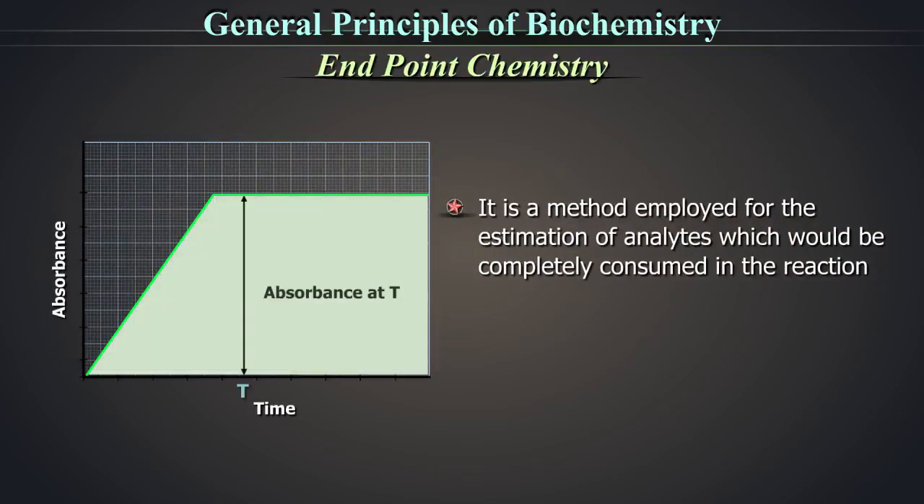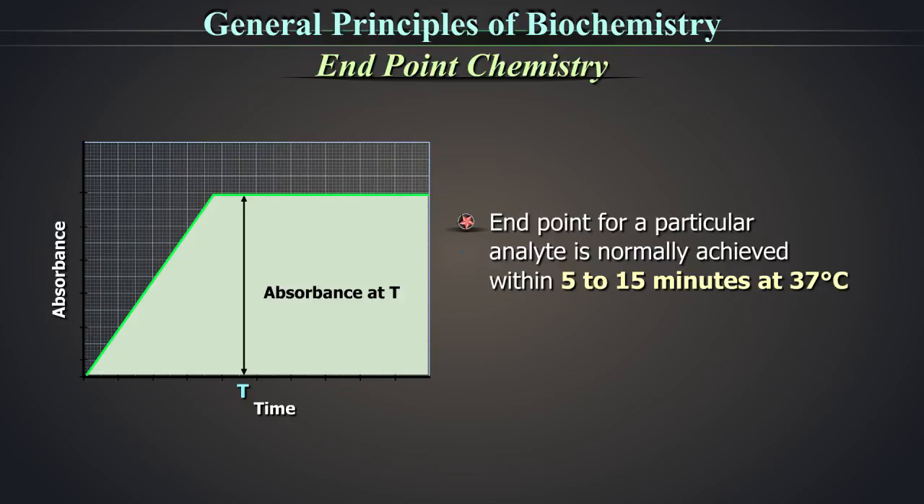Endpoint chemistry is a method employed for the estimation of analytes which would be completely consumed in the reaction. The endpoint for a particular analyte is normally achieved within 5 to 15 minutes at 37 degrees Celsius.